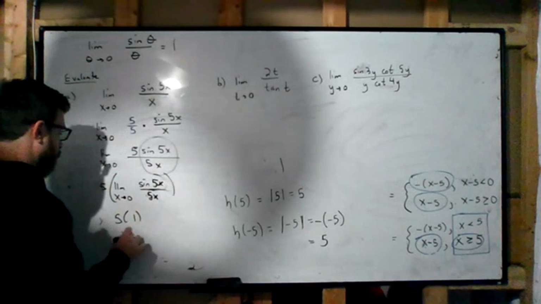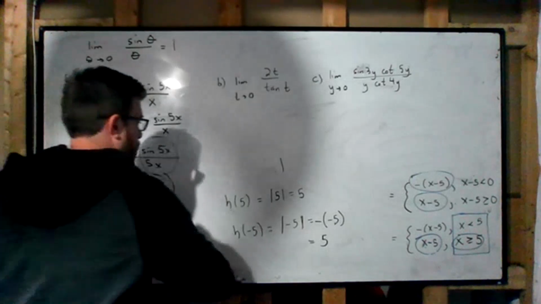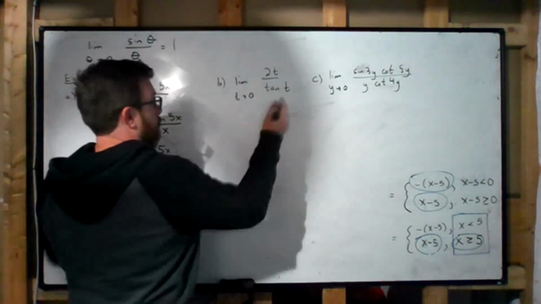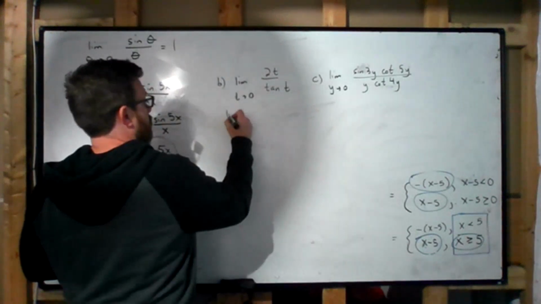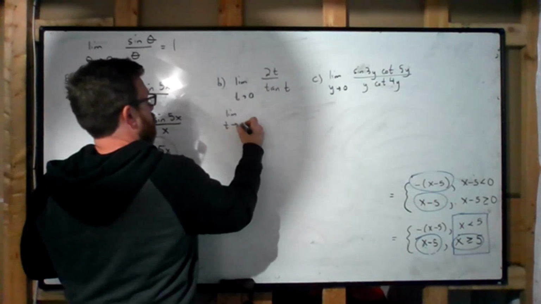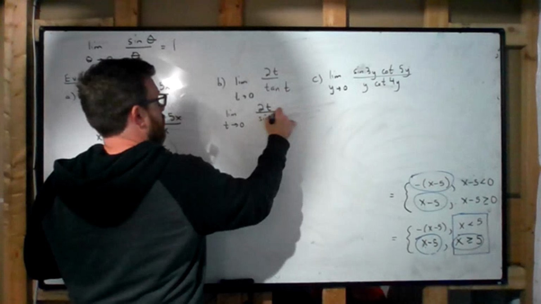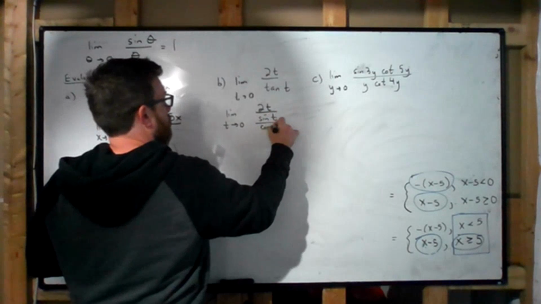So this is equal to 5. All right, similar. Going to get progressively a little messier here. So I'm going to turn this into sines and cosines. So this is the limit as t goes to 0 of 2t, and the tangent of t is going to be the sine of t over the cosine of t.